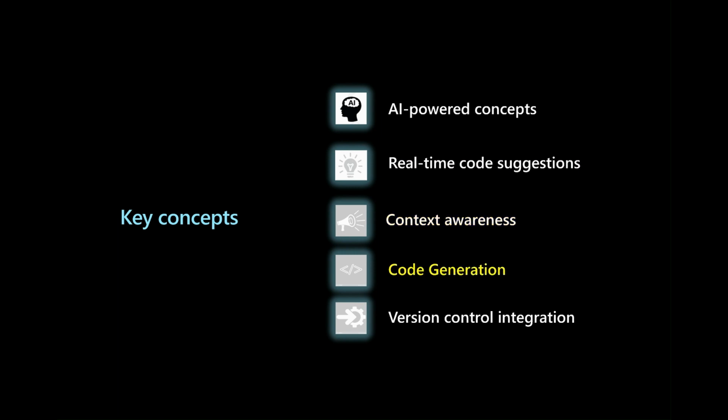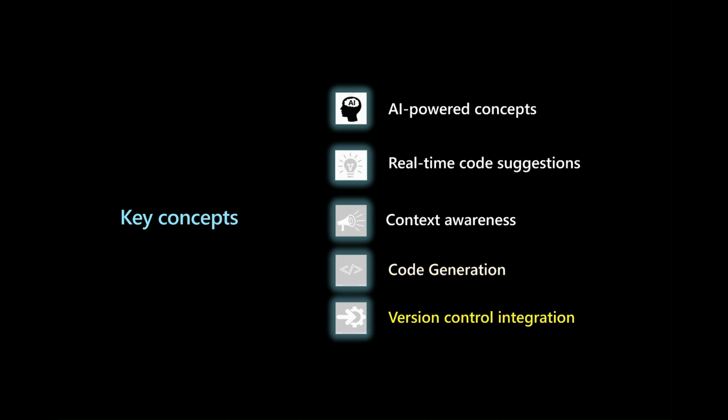The next comes code generation. Code generation in GitHub Copilot refers to the tool's ability to automatically generate code snippets, functions, and even entire classes or files based on the context and your coding needs. It uses machine learning models, including natural language processing and code analysis, to understand your code and provide suggestions for completing it. These suggestions can range from simple variable names to complex code blocks.